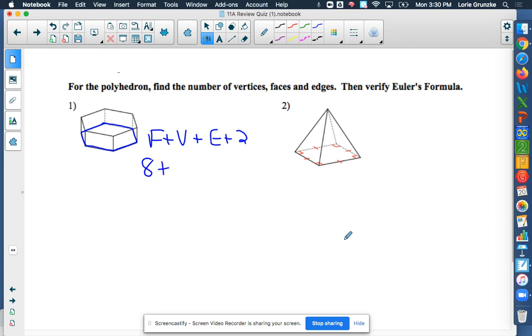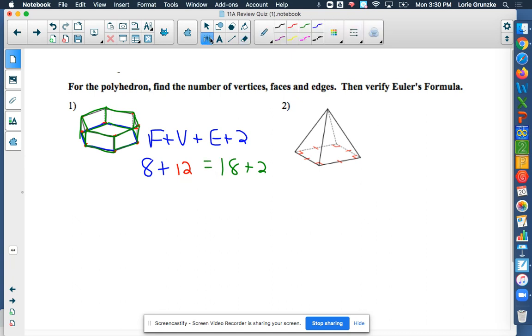How many vertices? Let's use a different color and count the corners. 1, 2, 3, 4, 5, 6 on the bottom, another 6 on the top, so that should be 12. Edges, I'm going to use a third color. Edges are the lines. So there was 6 on the bottom, 6 on the top, and 6 up and down. So if you count all those lines, you're going to get 18. I shouldn't have put a plus sign there. I should have put an equals.